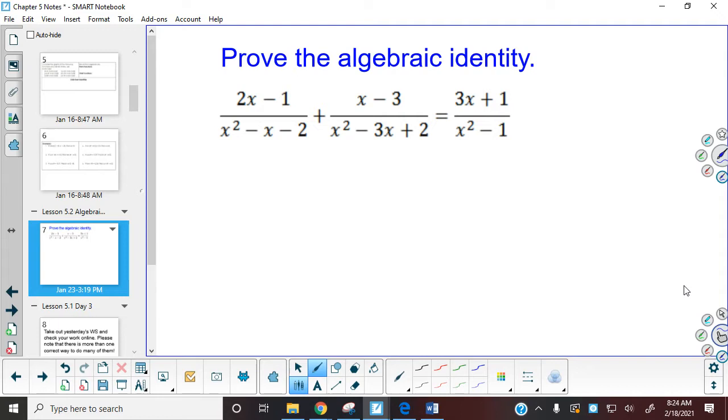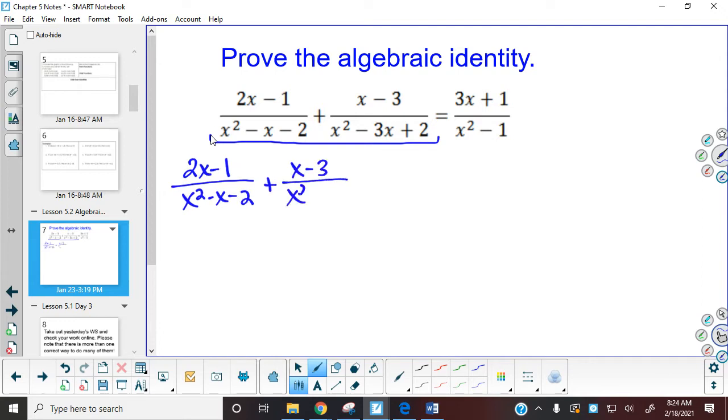Let's take a look at one that we are already somewhat familiar with. When you are trying to add these, what you need to do first is copy down that very first part. So 2x minus 1 over x squared minus x minus 2, and then plus x minus 3 over x squared minus 3x plus 2. As we look at this, we have to brainstorm. How would we go about solving this?